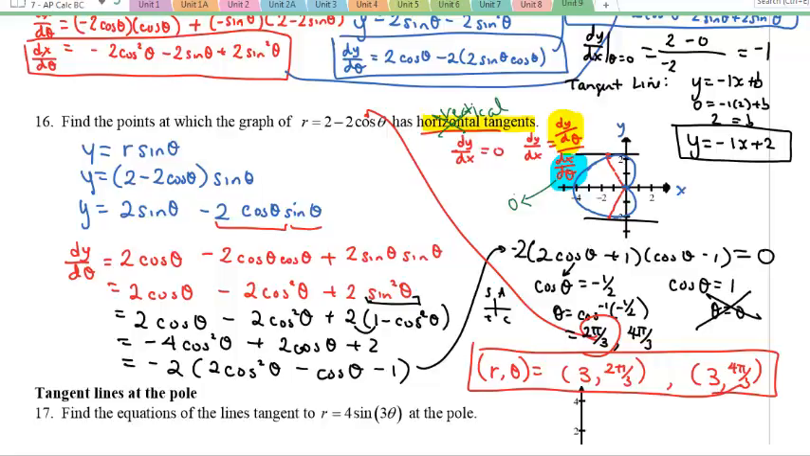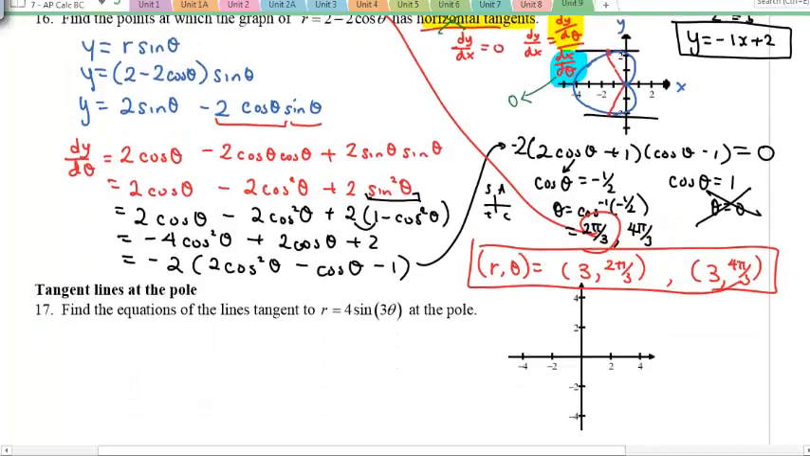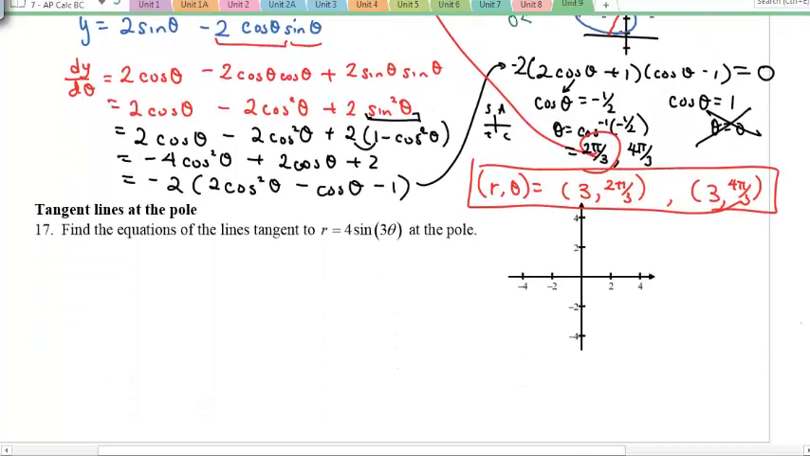Okay? Alright, last tangent type question. Can you find tangent lines at a pole? So this one says find the equation of the line tangent to r equals 4 sine 3 theta at the pole. I gave you a little graph here to sketch out as well, so can you do that first? That's a review from last day's work. Doing a quick sketch, figuring out what this is. You should see that this is a rose petal curve.